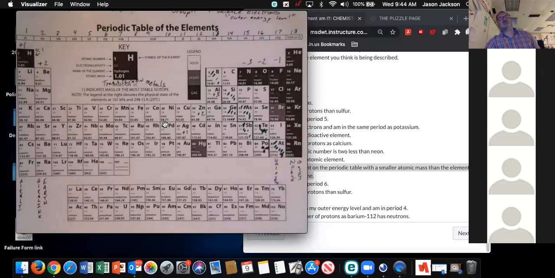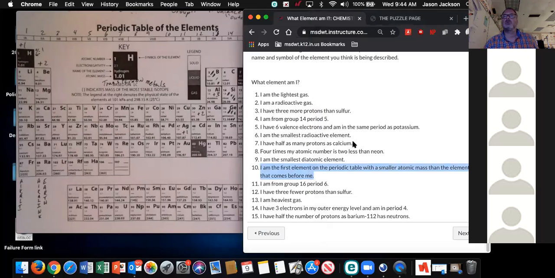Argon and potassium is correct. Nice job, Anthony. It's a hard one to see, but argon is 39.95, potassium is 39.10. That's a hard one because they're on opposite sides of the periodic table, but this element is the one that comes before potassium.